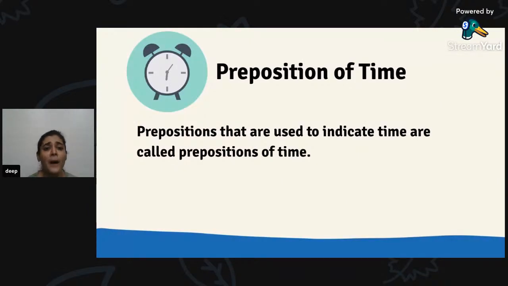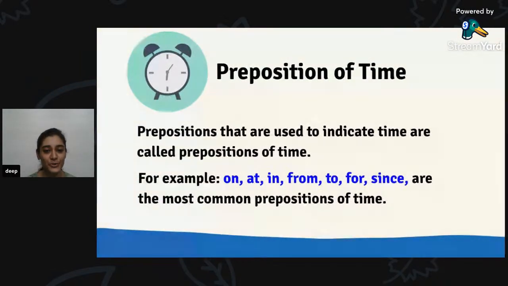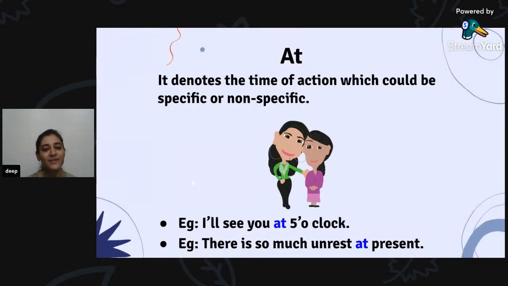Preposition of time. Prepositions that are used to indicate time are called prepositions of time. A few examples of prepositions of time are on, at, in, from, to, for, since, which are the most common. As we learn the new words, you have to type the words in the chat box below. Okay, so let's learn more about the prepositions of time.